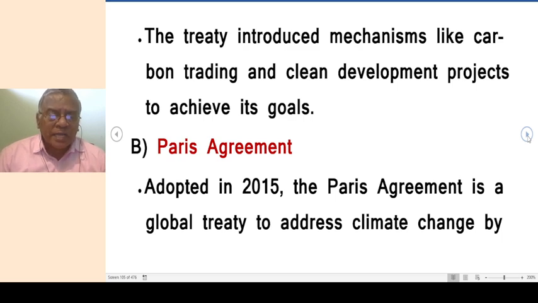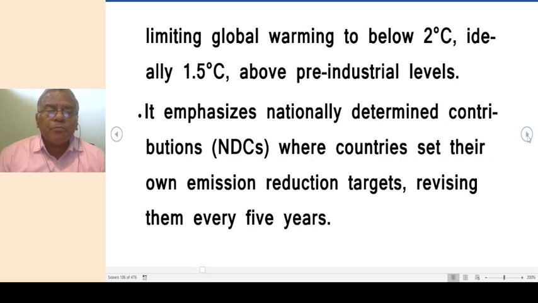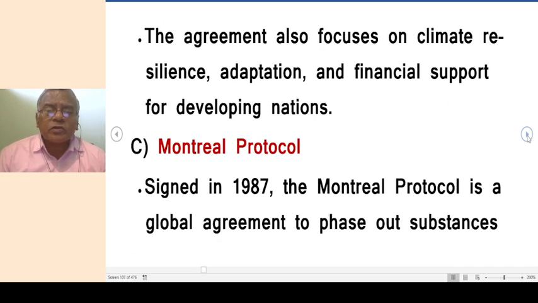Next one will be Paris Agreement. Adopted in 2015, the Paris Agreement is a global treaty to address climate change by limiting global warming to below 2 degrees centigrade, ideally 1.5 centigrade, above pre-industrial levels. It emphasizes nationally determined contributions where countries set their own emission reduction targets, revising them every 5 years. The agreement also focuses on climate resilience, adaptation, and financial support for developing nations.